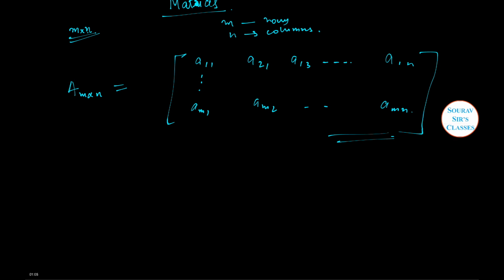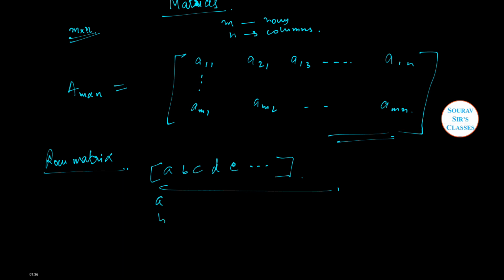Now we'll learn about some important terminologies in matrix. First of all, row matrix. What is a row matrix? A matrix having only one row is called a row matrix or a row vector. For example, A, B, C, D, E. This is a row matrix. Similarly, what is a column matrix? A matrix having only one column is called a column matrix or a column vector. A, B, C, D.